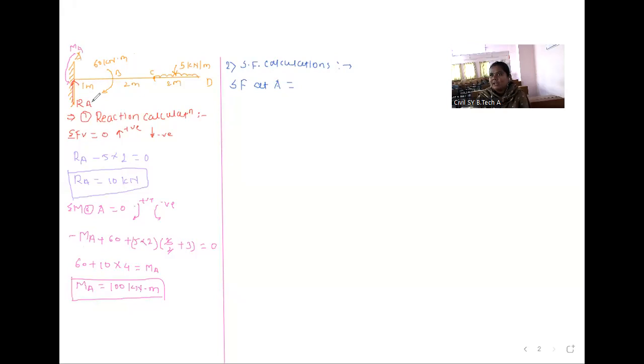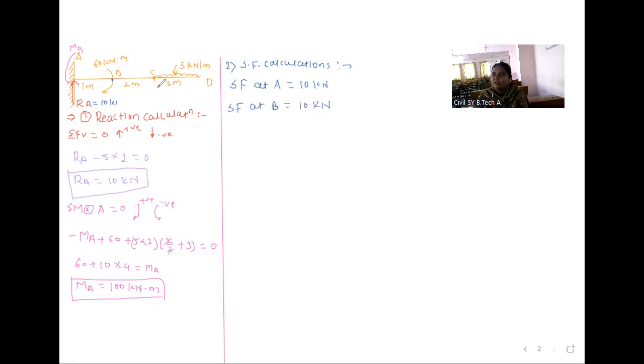At A point, RA force is there and the intensity of this RA is 10 kilonewton. You observe this, this RA rotates clockwise. So shear force at A is equal to 10 kilonewton. After that, we will move towards B point. You observe here in between A to B, there is no vertical force. That means shear force is constant. So shear force at B is again the same, that is 10 kilonewton.